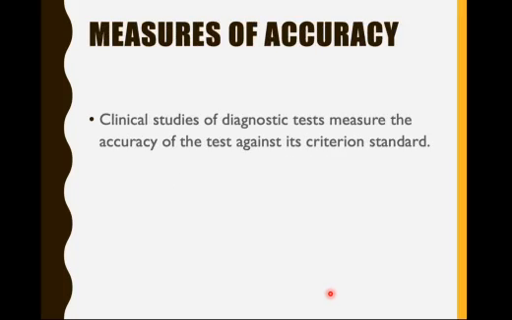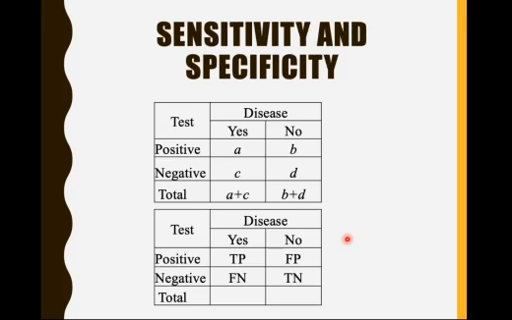Now, clinical studies of diagnostic tests measure the accuracy of a test against its criterion standard. We told you that a while ago. And I would like you, class, to look at this table, and I would like to believe that you're familiar with this table. We discussed this table when you were in the second year, except that we discussed it in terms of the research design. So this table, when we talk of accuracy of the test in terms of sensitivity and specificity, we can also be talking of this table.